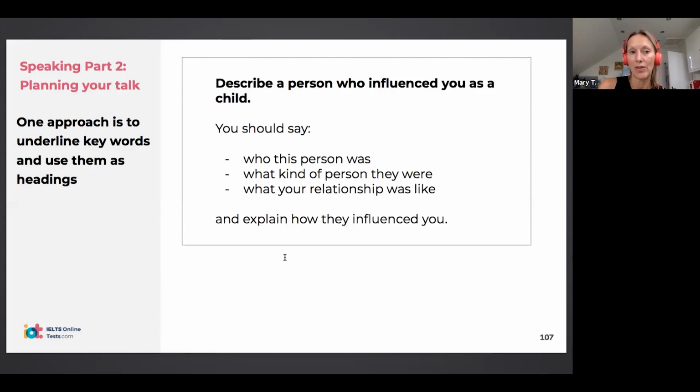One thing you can do is to underline keywords and use them as headings. So in this case, what do you think the keywords are? Person, who, influenced. Okay, let's have a look. So who, the kind of person, relationship, how they influenced you. So they're the 4 main things.